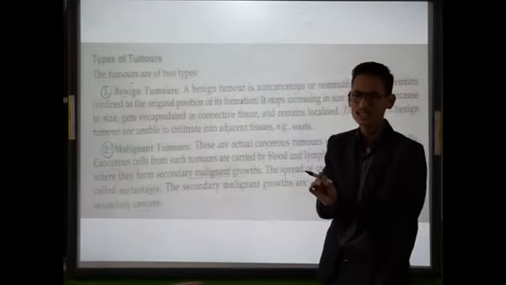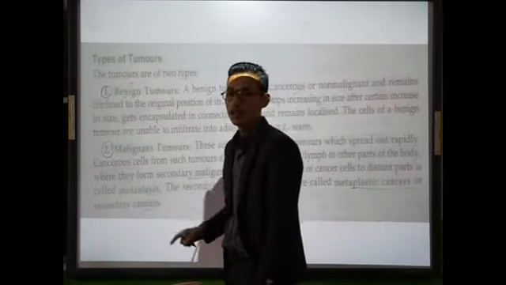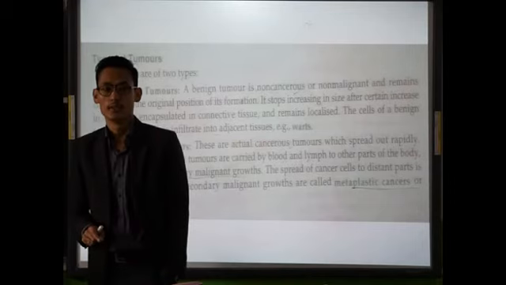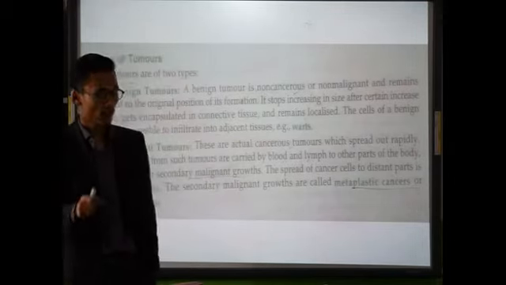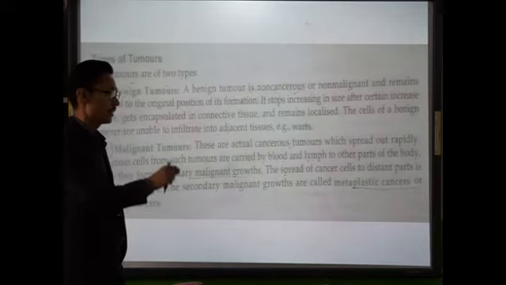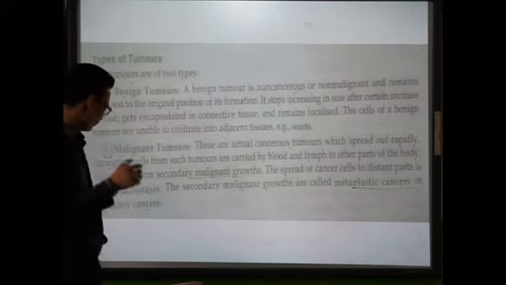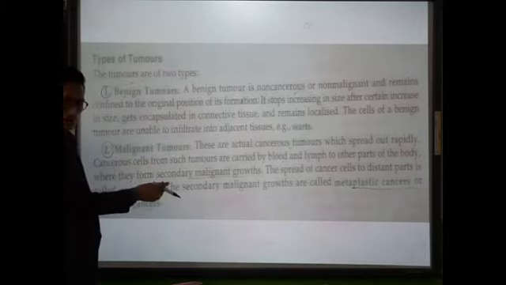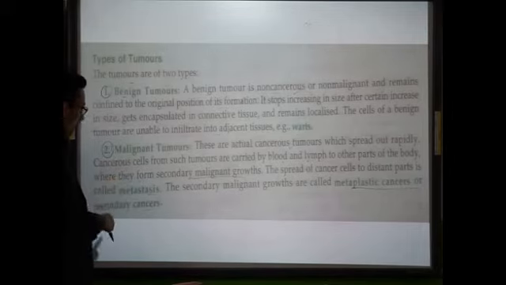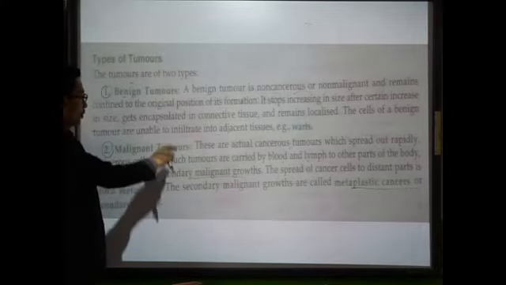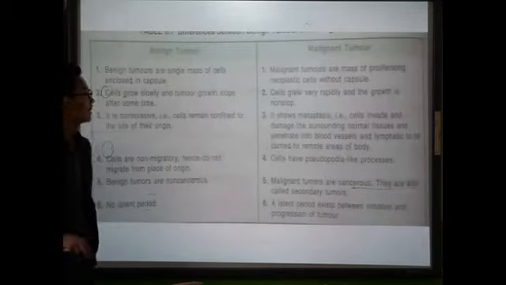So the malignant tumors are the cancerous tumors. They show the property of metastasis. The cells of the tumor are carried by the blood and lymph to other parts of the body, where they form secondary malignant growths, which are called metastatic cancers, or secondary cancers. Now, the differences between benign tumor and malignant tumor.